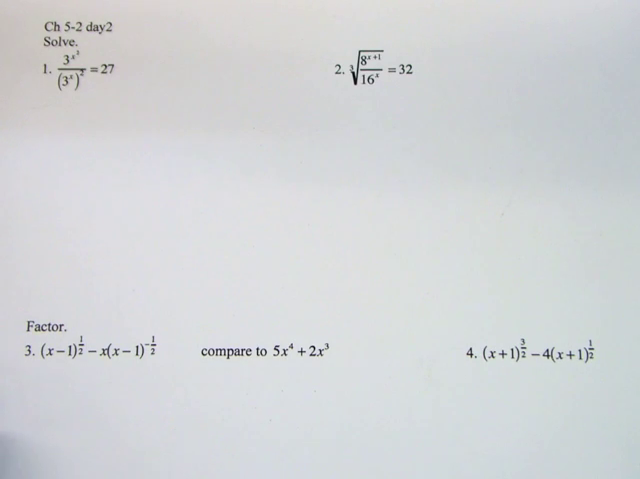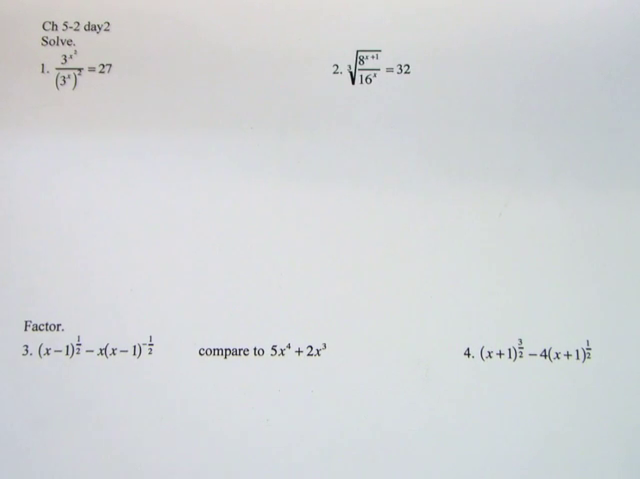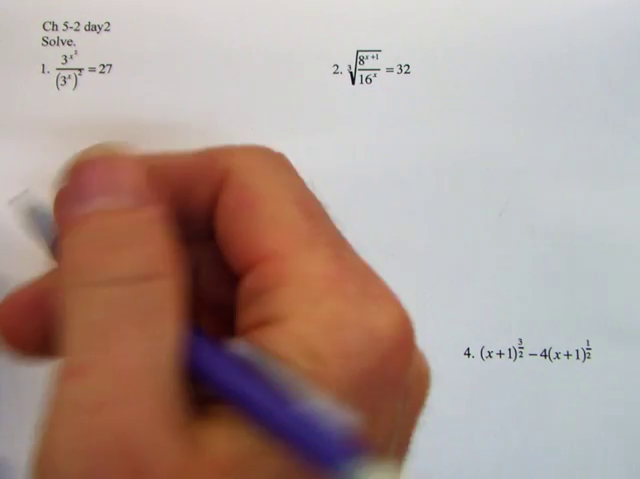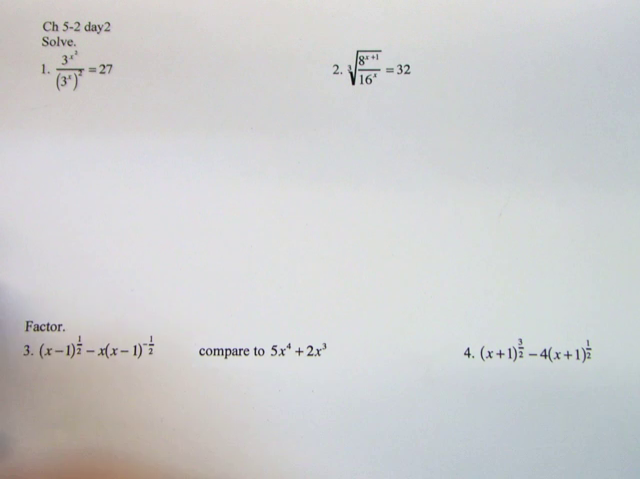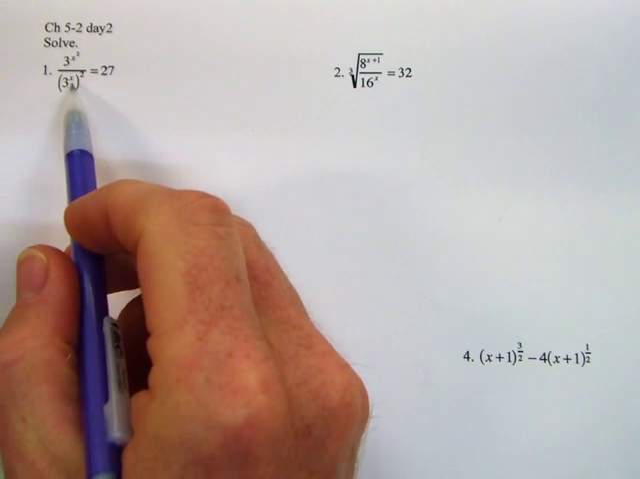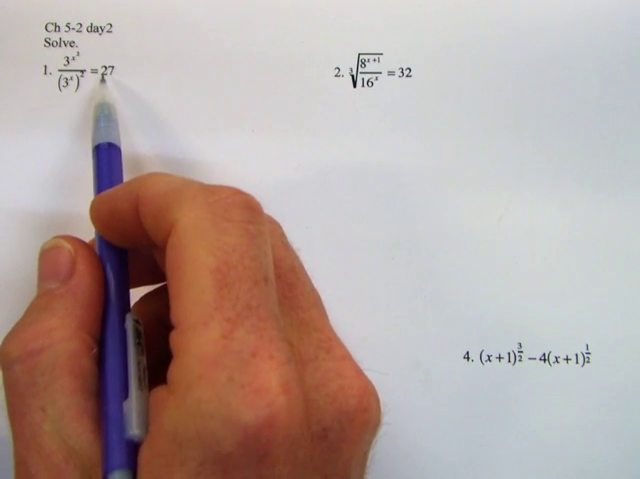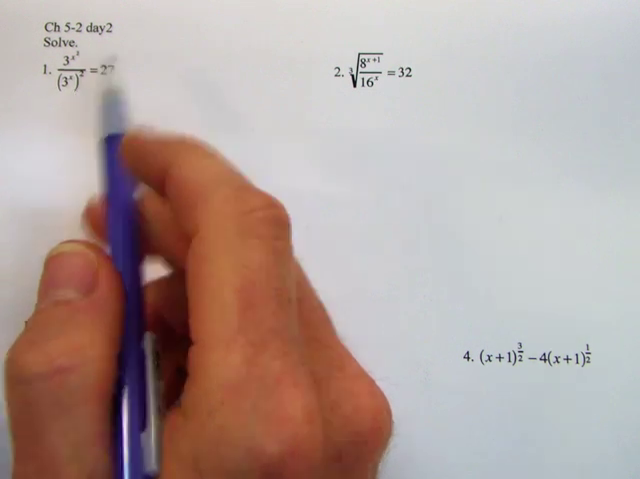Solve these equations. First couple of ones to review. Starting to get a little bit harder though. There's more going on, so let's go through a couple of these. We have 3 to the x squared over 3 to the x quantity squared equals 27. First thing we want to do is get one base.